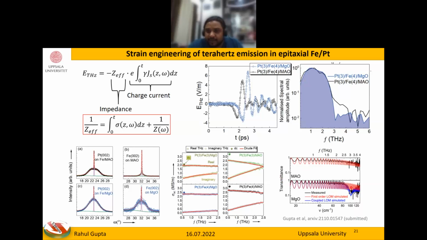We have also simulated this using the Lorentz oscillator model, which tells that we have a phonon absorption. So from this measurement, we can conclude that MgO is not a good material in order to get a good bandwidth. However, if you want to get higher amplitude, then MgO is good.